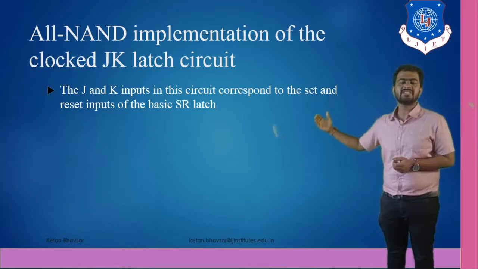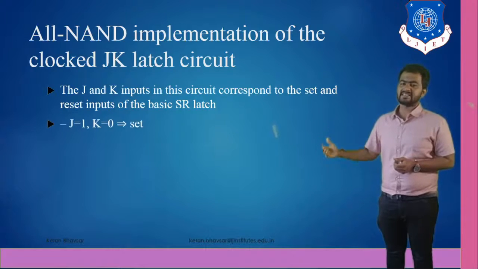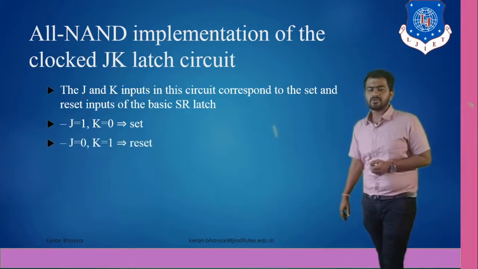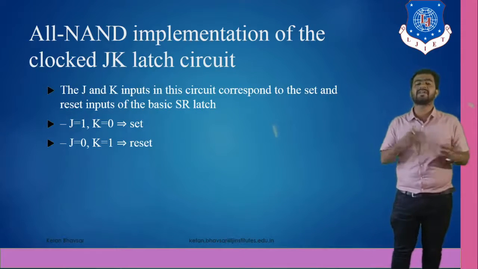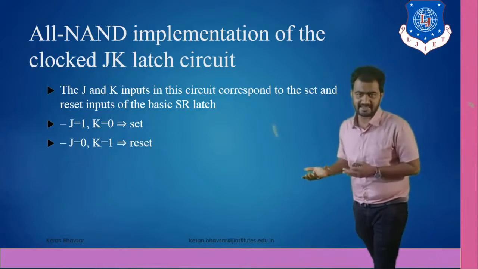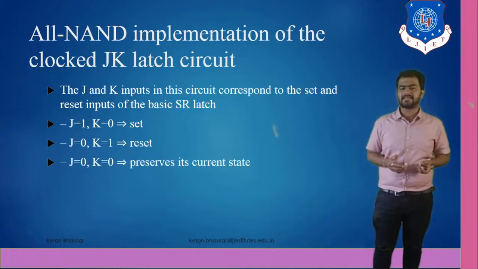So the J and K inputs in the circuit correspond to the set and reset inputs of the basic SR latch. If J is equal to 1 and K is equal to 0, then it is in set state. Similarly, if S is equal to 1 and R is equal to 0, then it is in set state. And if J is equal to 0 and K is equal to 1, then it enters the reset state.